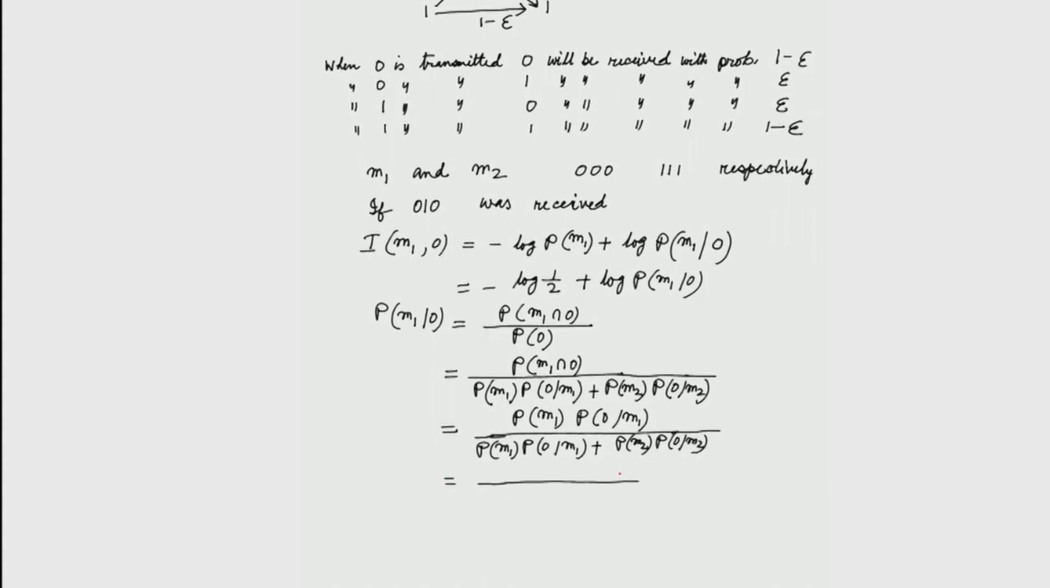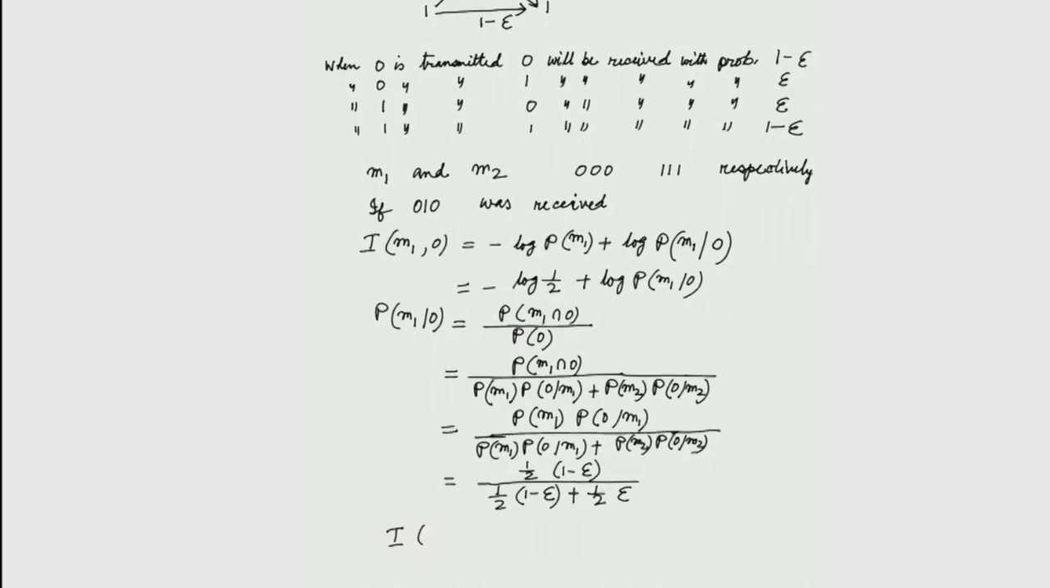Now, the numerator, if you consider, it will be probability of M1 into probability of 0 given M1. Probability of M1 is half, and probability of 0 given M1 will be 1 minus epsilon. Given that M1 is transmitted, 0 will be received with probability 1 minus epsilon. So, this will be half into 1 minus epsilon. Now, in the denominator, we will have probability of M1, same as in the numerator. Now, the other one will be half into epsilon.